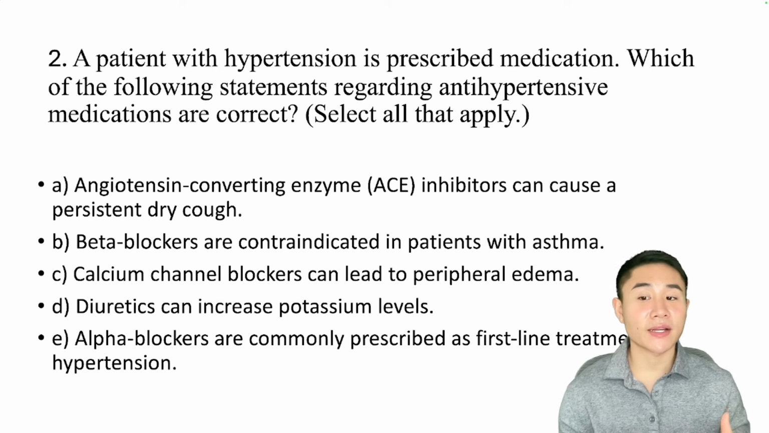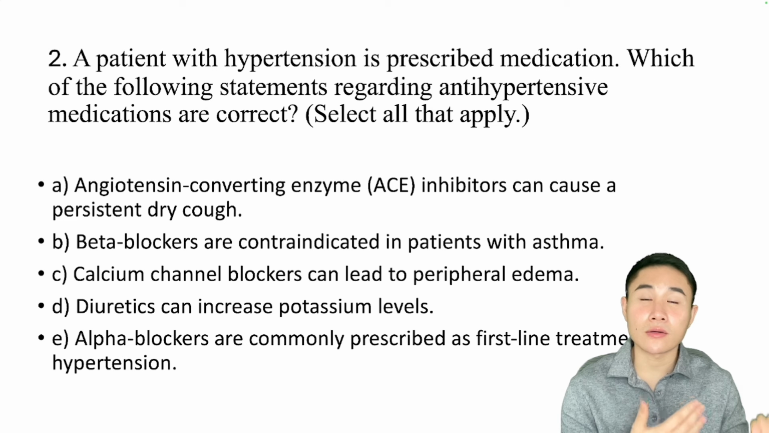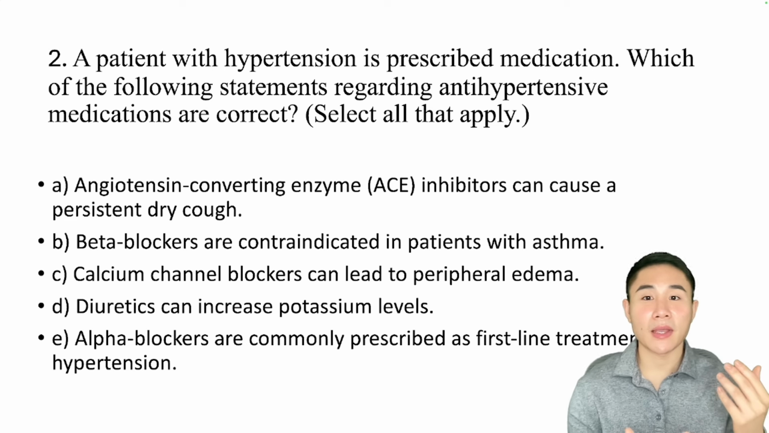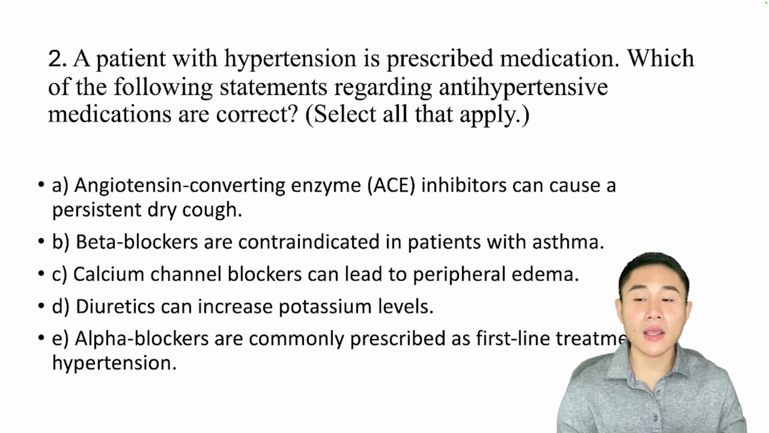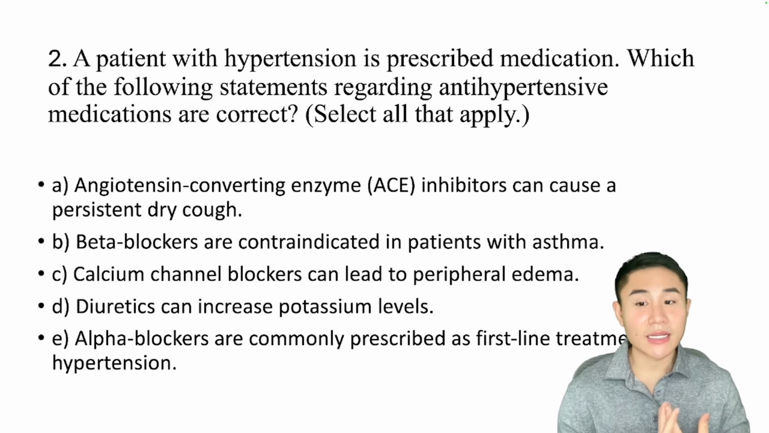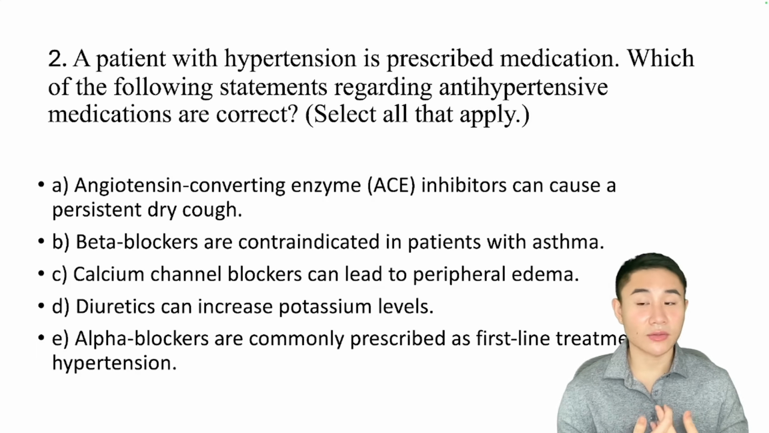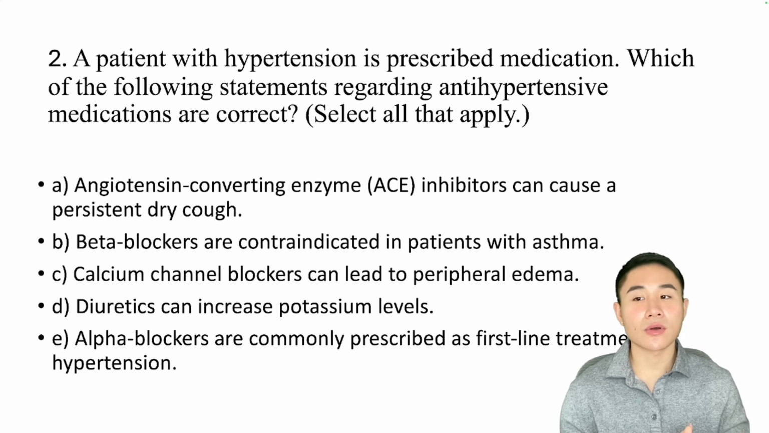So if it's a potassium-sparing diuretic, when we give it to someone, we just make them pee out sodium and water, and potassium is spared. So yes, a diuretic can increase potassium if it is a potassium-sparing diuretic. So that's not a wrong answer, and we cannot mark it as not correct, right? So far I've chosen A, B, C, D.